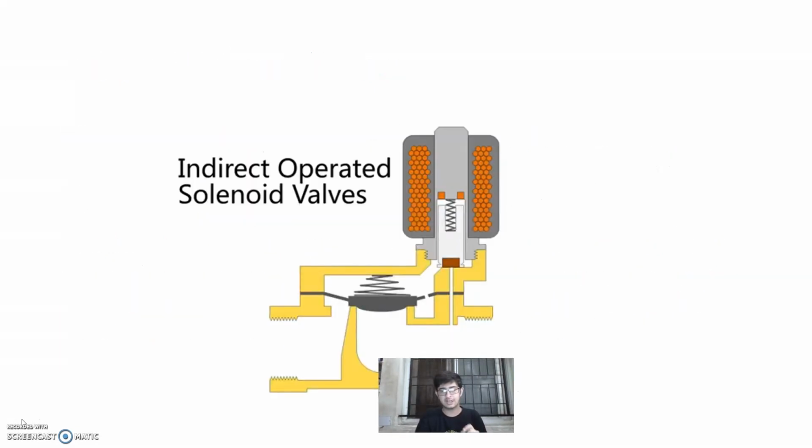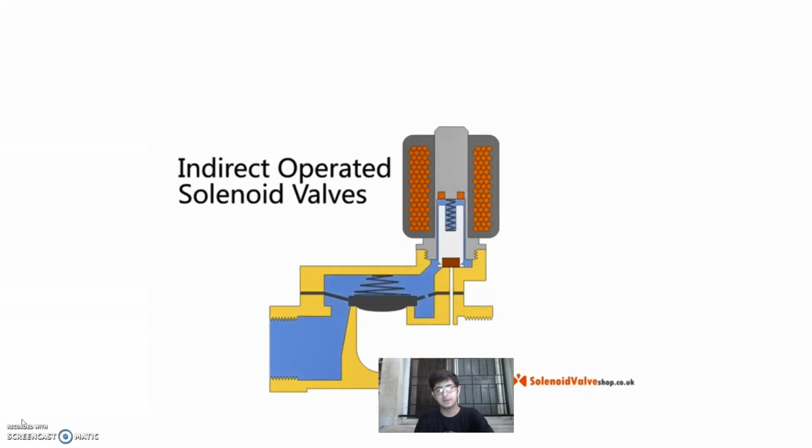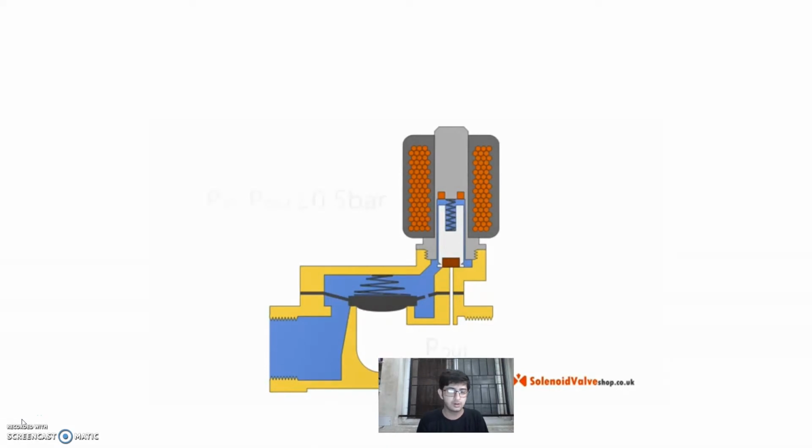So let us see one animation of this indirect solenoid valve operation. As you can see, the black one is our diaphragm. The liquid is taken in at that portion. Now, as you can see here, there is one pressure difference which should be more than 0.5 bars. Now, slowly the coil will get an electric supply and will get energized. There is one small hole in the diaphragm which we discussed.